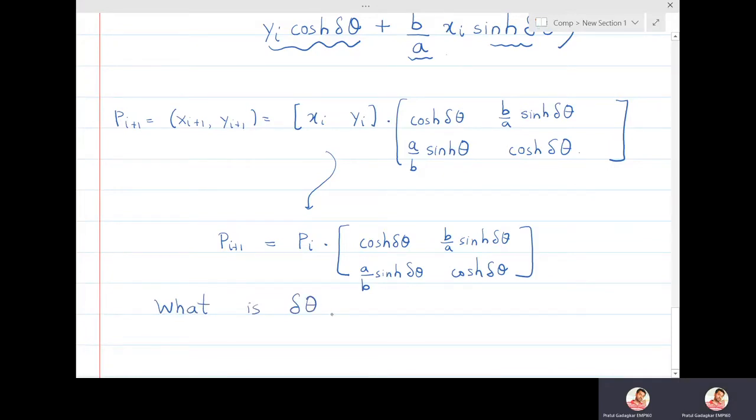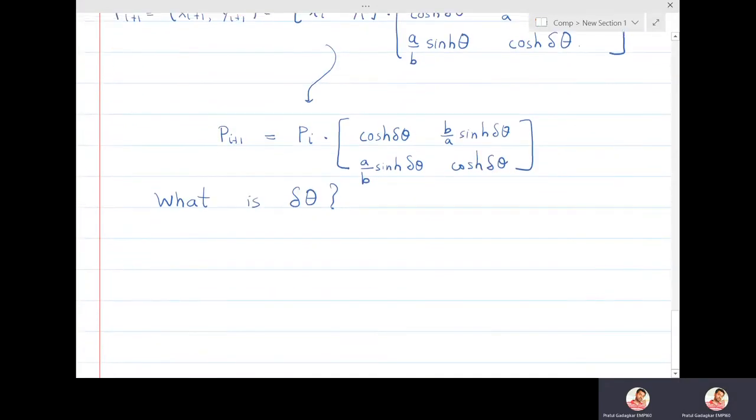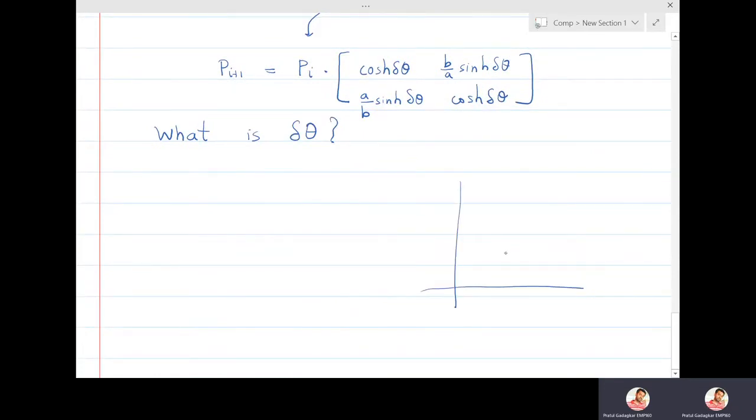What is Δθ? Obviously Δθ will be what? If I'm having a hyperbolic arc which is like this, let me draw it like this. So this is the minimum angle which I'm going to call θmin. θmin corresponds to x minimum, and the maximum angle corresponds to x max, the maximum value of x, and that angle I'm going to denote as θmax. And how many points are we supposed to generate? We're supposed to generate here n points.